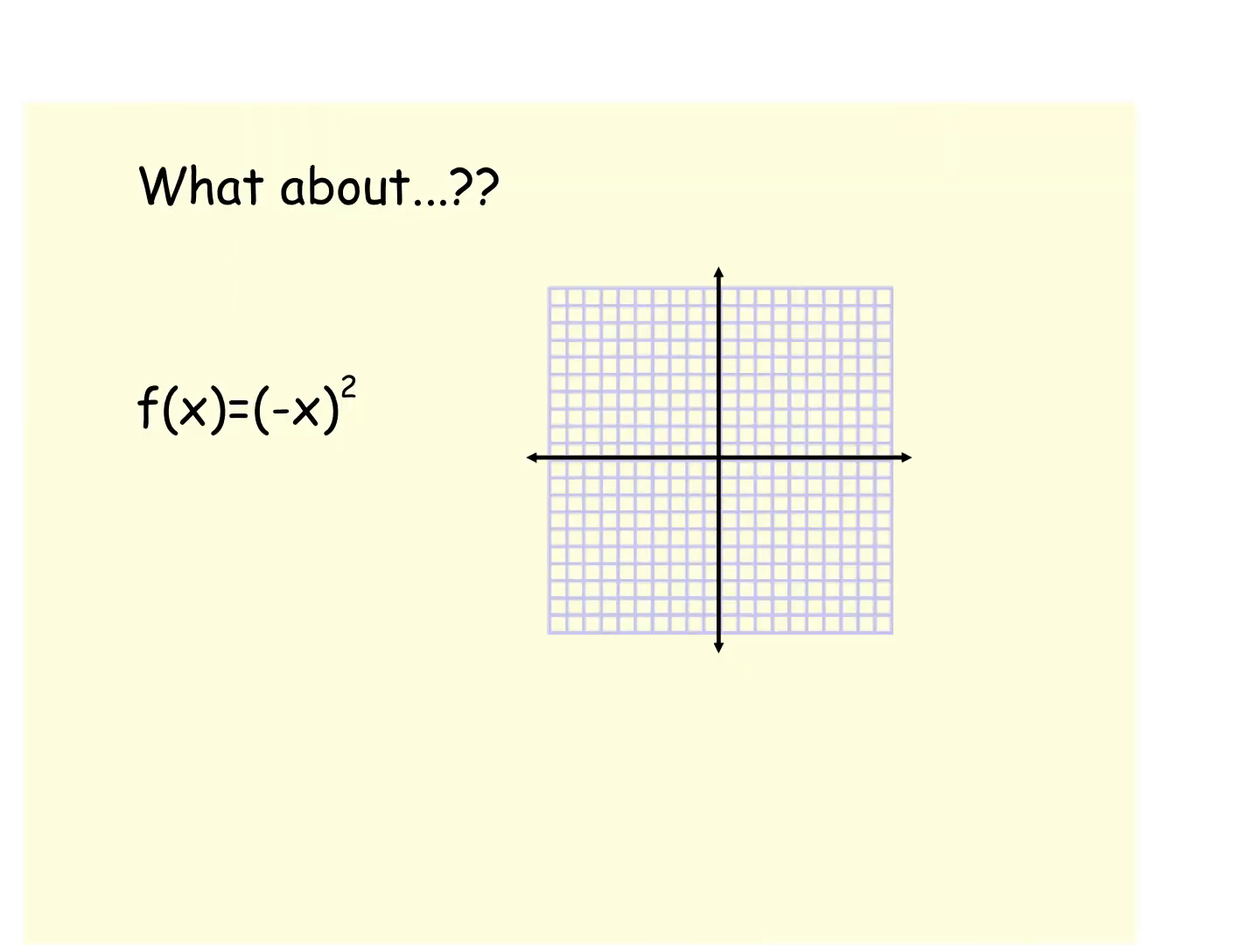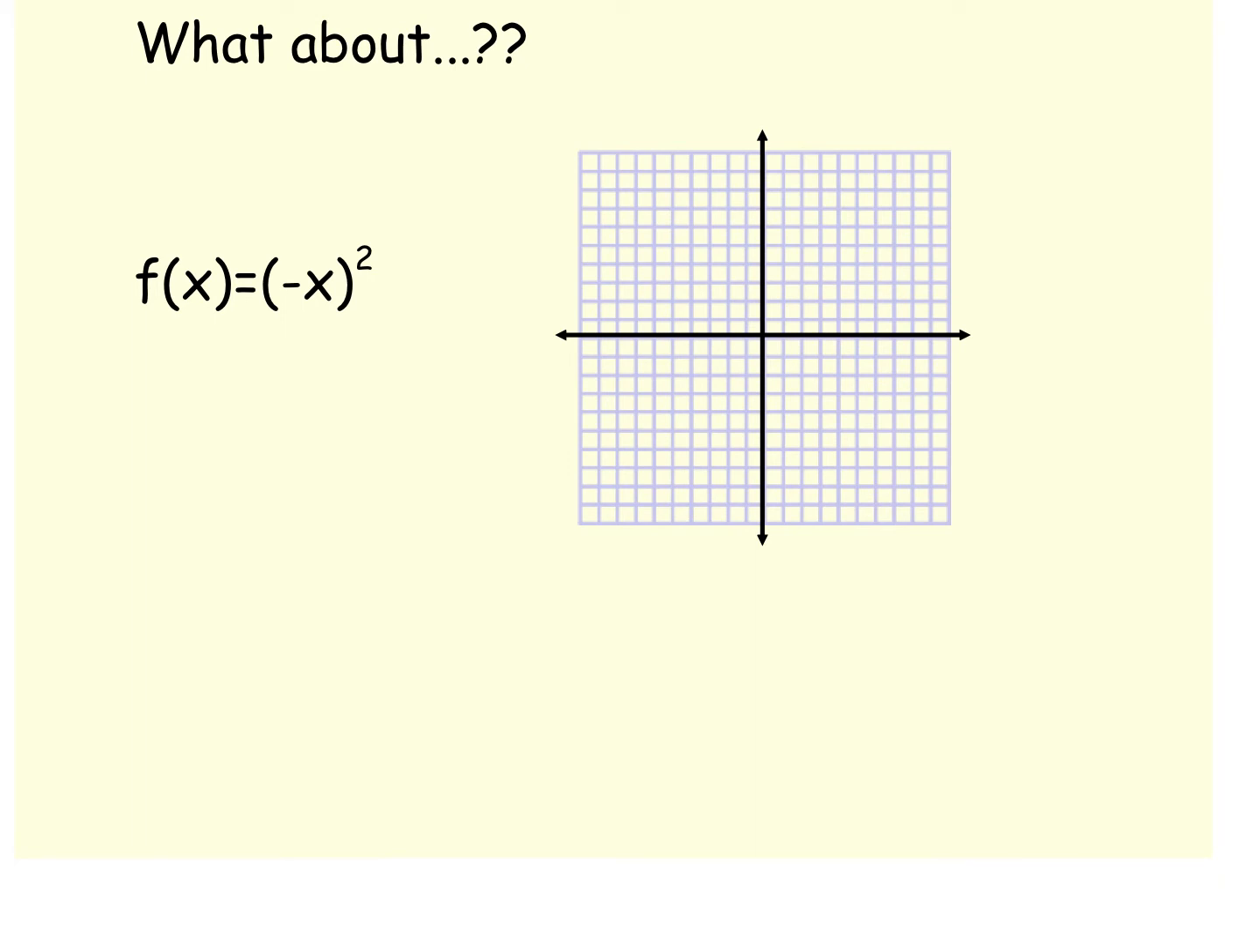All right, so what about this one? There's a negative. First, let's talk, is that horizontal or is that vertical? Everybody pause for just a second and think, what should this look like? You should know what a parabola looks like. All right, so a parabola looks like this. And what should this look like?